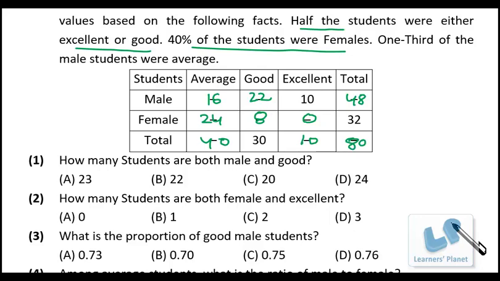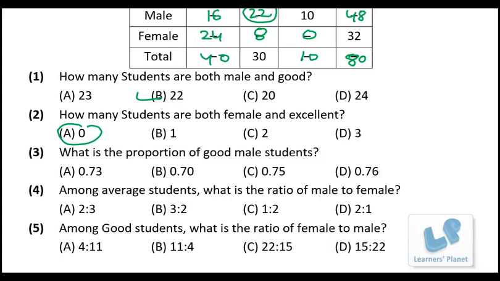We can answer all the questions very easily within a minute. How many students were both male and good? So good male, that is 22, right? This figure. How many students are both female and excellent? Excellent female, 0. What is the proportion of good male students? Good male students, that is 22 out of 48. I think there is some problem in this question.